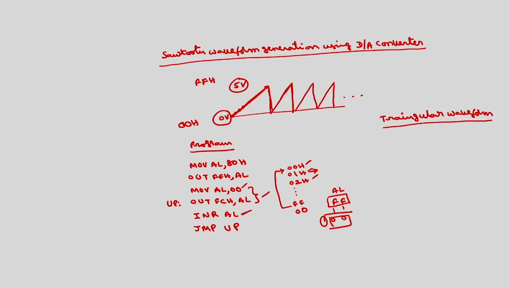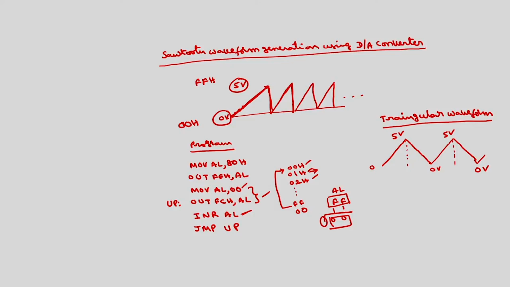So the difference between the sawtooth and triangular is, in case of triangular we will be having 0 to 5 volts linear increase as well as 5 volts to 0 volts linear decrease. This is the triangular waveform. This is 0 volts, again 5 volts, again from 5 volts to 0 volts, again 0 volts to 5 volts, 5 volts to 0 volts and so on.